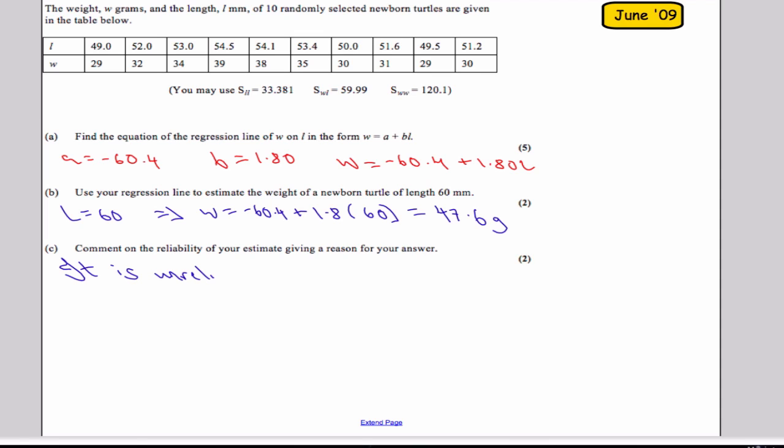Unreliable, as it was extrapolated. So because it was extrapolated, in other words, it's outside the range of the data we have, it's unreliable.